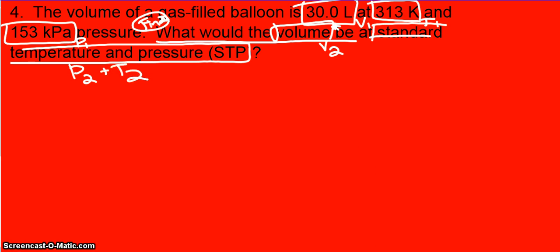All right, so notice that we have volume, temperature, and pressure all at play in this problem, so we have to use the combined gas law. We are also introduced to STP with this problem. Remember, standard temperature and pressure would be 1 atmosphere pressure and 273 Kelvin. And if we look at kilopascals, 1 atmosphere equals 101.3 kilopascals.